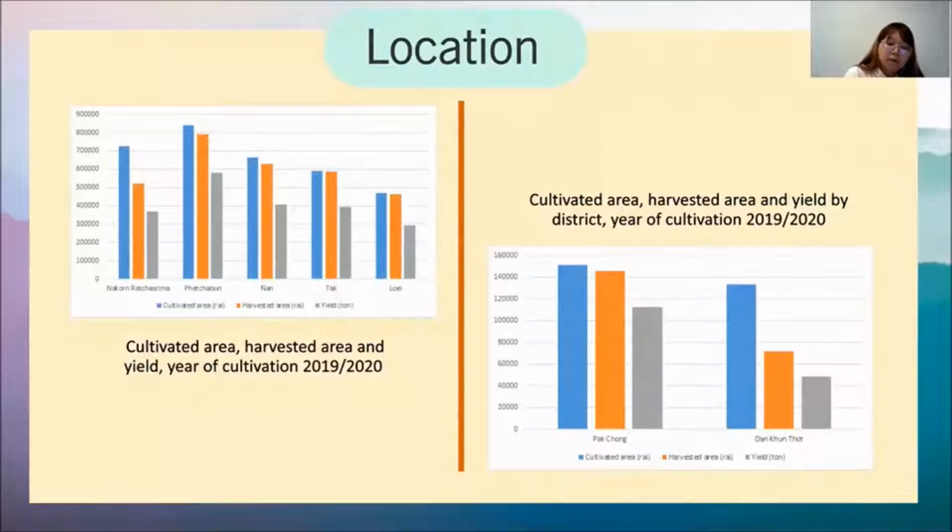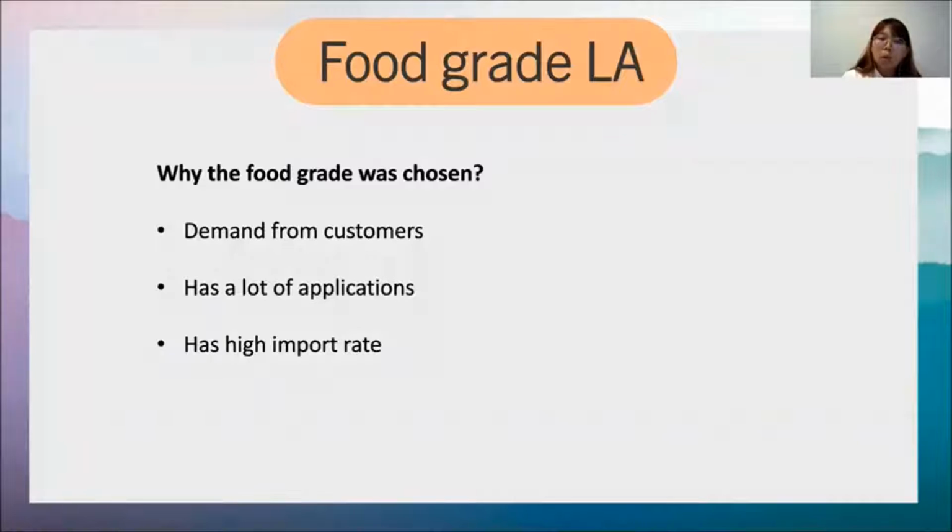After that, we focus on the district. There are two districts in Nakhon Ratchasima that have a lot of corn area: Dan Khun Thot district and Pak Chong district. We chose Pak Chong district because they have the former chemical products. Why the food grade was chosen is because of the demand of the customer, and moreover, the food grade LA has a lot of applications and it has a high import rate.